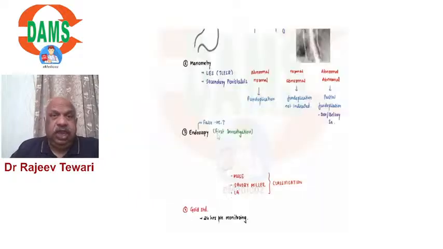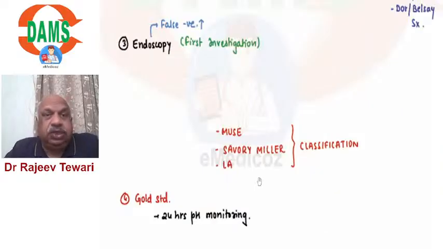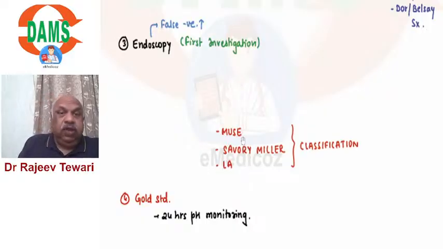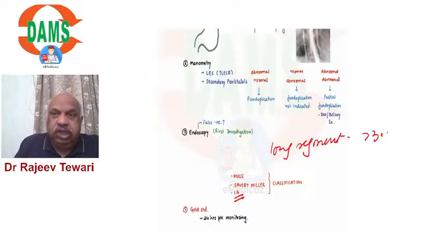This is the workbook photo of that particular page of GERD, DAMS workbook, where I have written some names of endoscopic classification of GERD. MUSE, the full form is metaplasia, ulcer, stricture, erosion. Savary-Miller, LA. LA is for GERD, not for achalasia. We do have long segment Barrett's also in GERD, which is more than 3 centimeters.